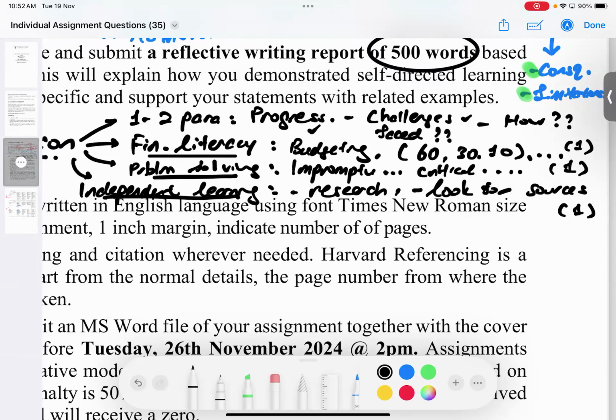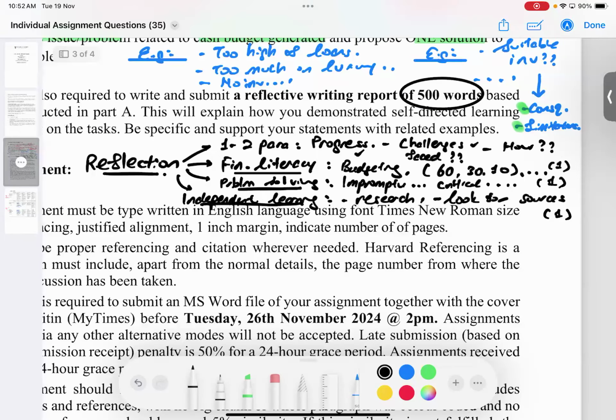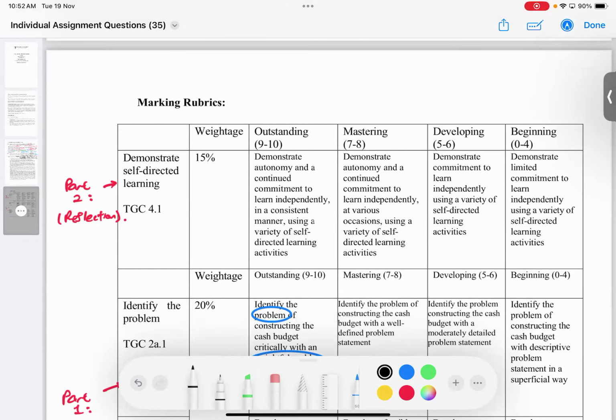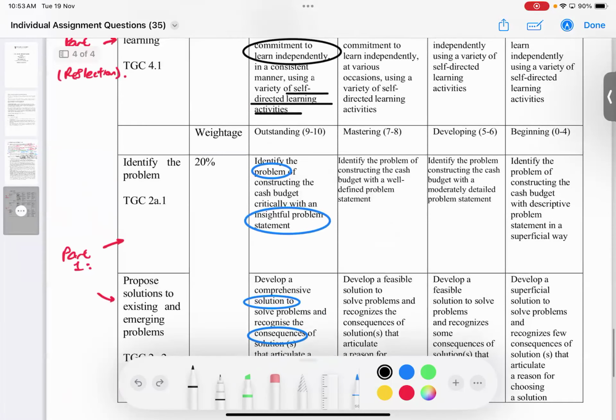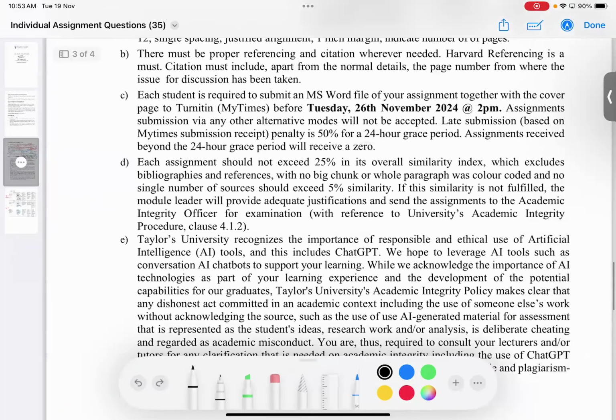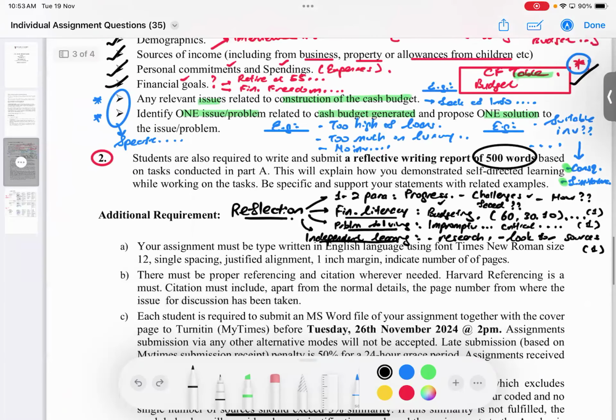Why? Because you see the mark scheme here. If I can see that you demonstrate autonomy and continued commitment to learn independently in a consistent manner, using a self-directed learning activity, I can give very high marks, outstanding. So this part 2 is the one that can be very generous. Part 1 will be more difficult, but part 2 you can score. This is what I want to see at least. You must show that you are independent.